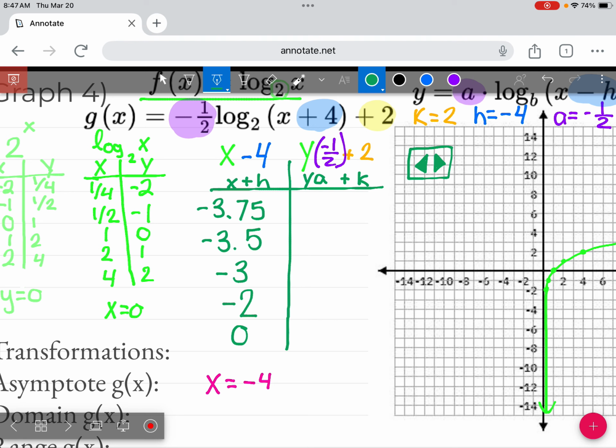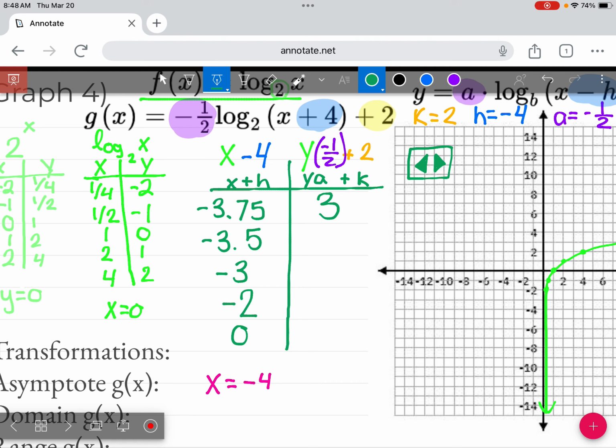So now we should be right. Now it should match up. So then we do the same thing with our y's. We're going to take our y's from over here, and we're going to put them through this. We're going to take our y's times our a, so times that -1/2, plus our k, plus 2. So -2 times -1/2, and then plus 2, we should get a positive 3.